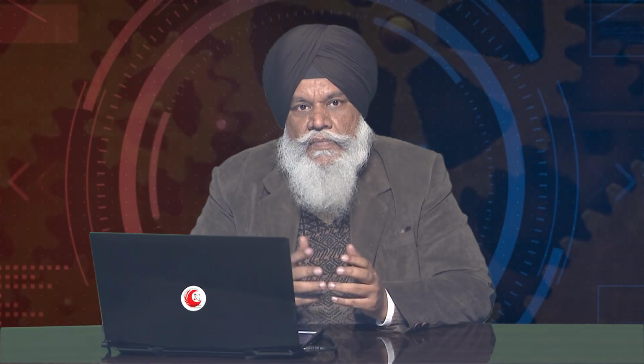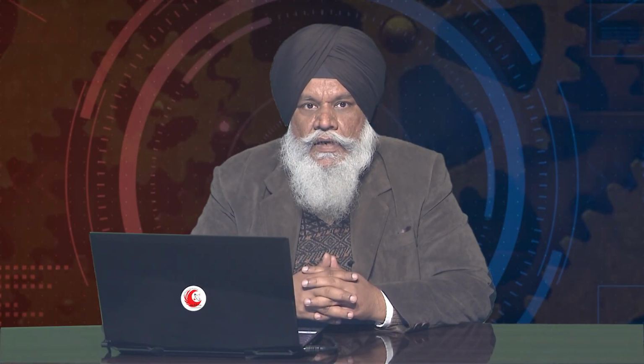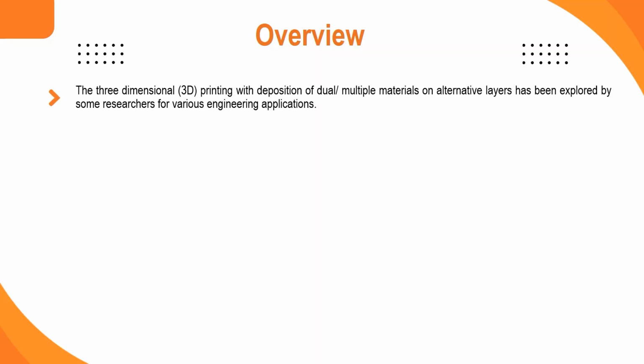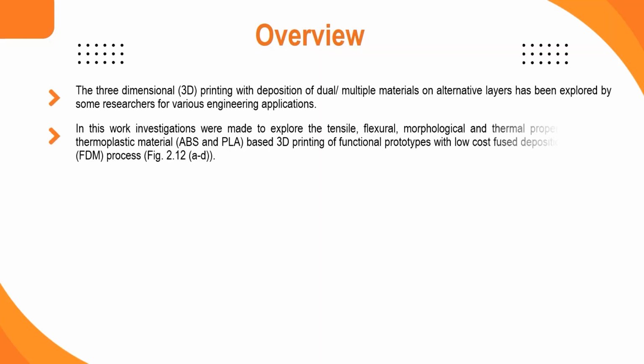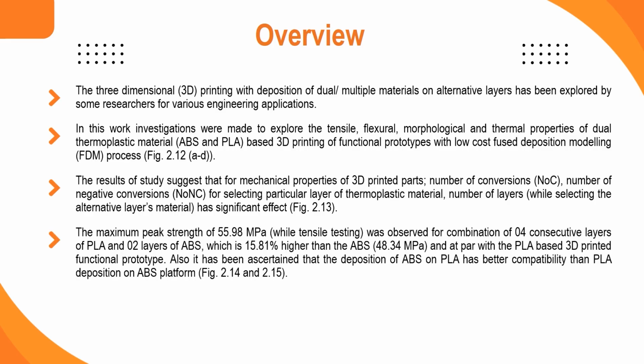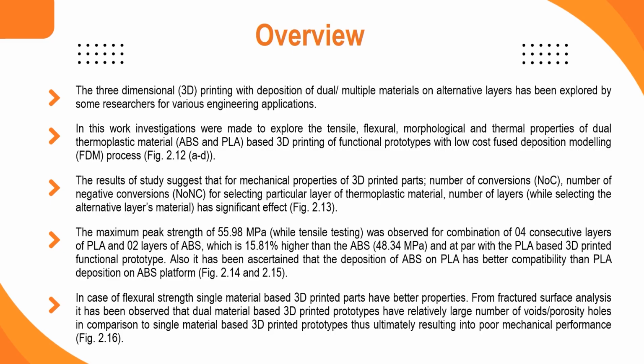To start my discussion, I am going to present an overview of dual material 3D printing. In this work, we will be working on two thermoplastic materials, one is ABS and another is PLA. We will see how their 3D printing is helpful for improving the tensile, flexural, fracture properties, and other surface related investigations we will explore in this discussion.